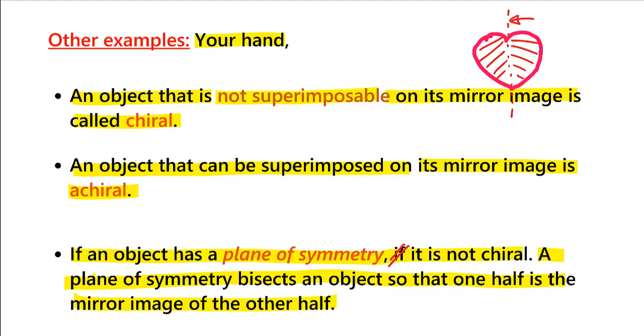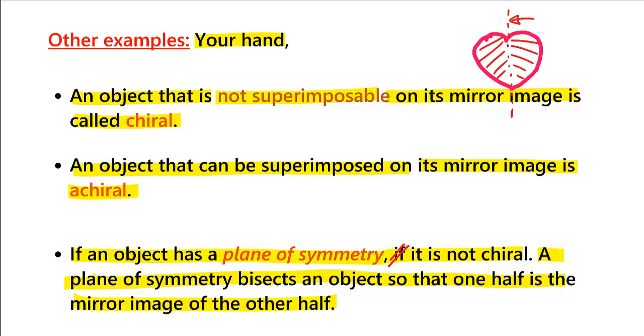So it is a good idea to find whether an object will be superimposable or not. Simply, I have to look for the plane of symmetry. If the object has a plane of symmetry, it is not going to be a chiral object. Otherwise, that is going to be a chiral object, and that is not going to be superimposable. And why is this so?